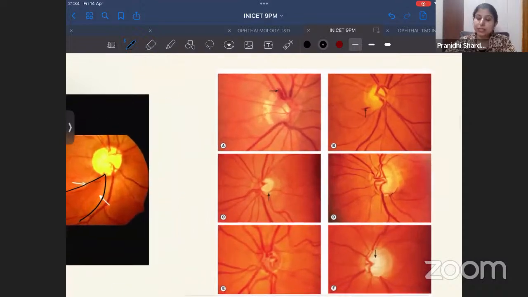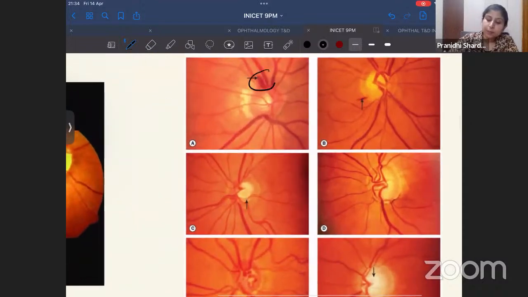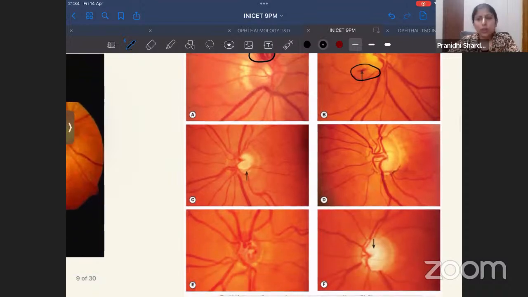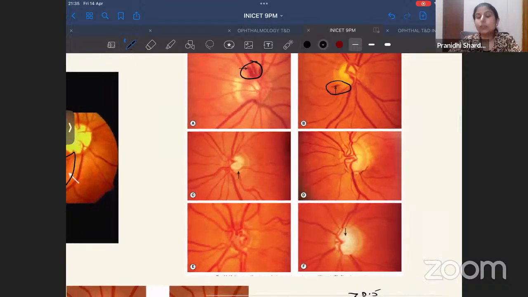Other things we can see here are these splinter hemorrhages. We can see them peripapillary, around the optic nerve head. These are the peripapillary or splinter hemorrhages. These are not pathognomonic and can be seen in other diseases also, but are seen commonly in the glaucomatous fundus.